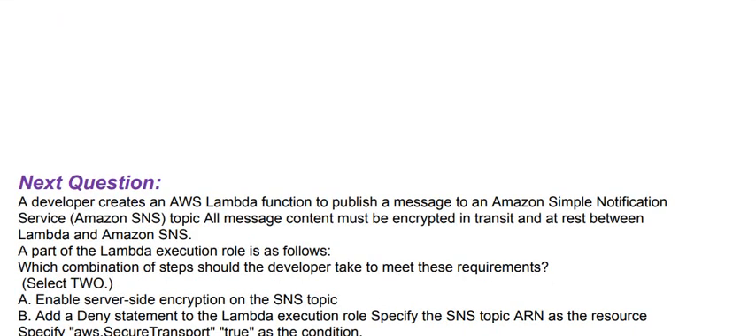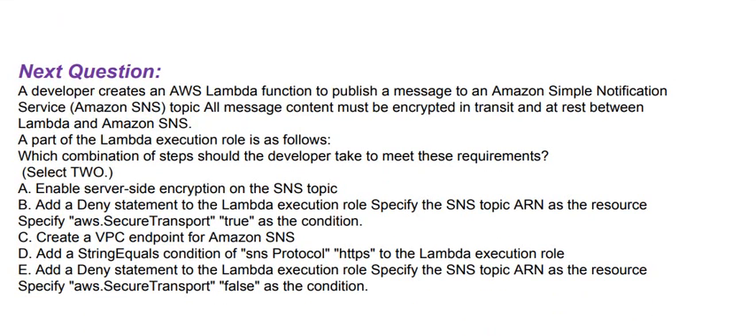Next question is, a developer creates an AWS Lambda function to publish a message to an Amazon Simple Notification Service topic. All messages must be encrypted in transit and at rest between Lambda and Amazon SNS. A part of the Lambda execution role is as follows. Which combination of steps should the developer take to meet these requirements? Select two options. Option A. Enable server-side encryption on the SNS topic.